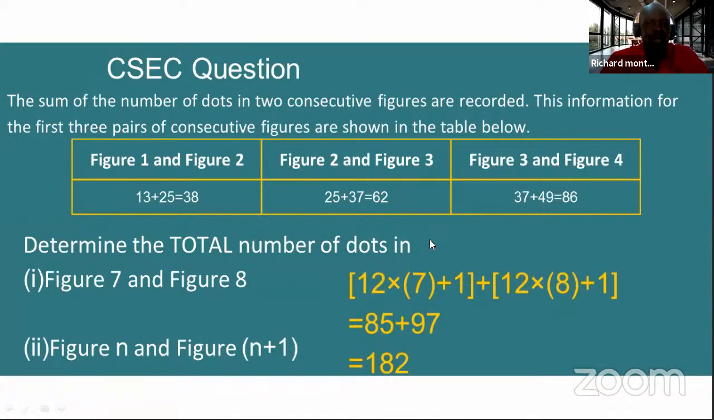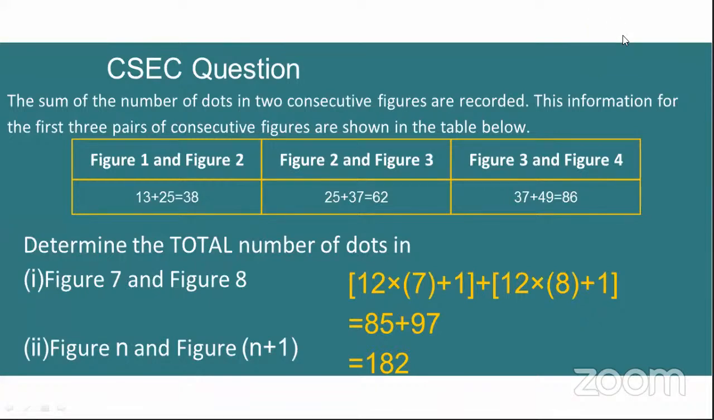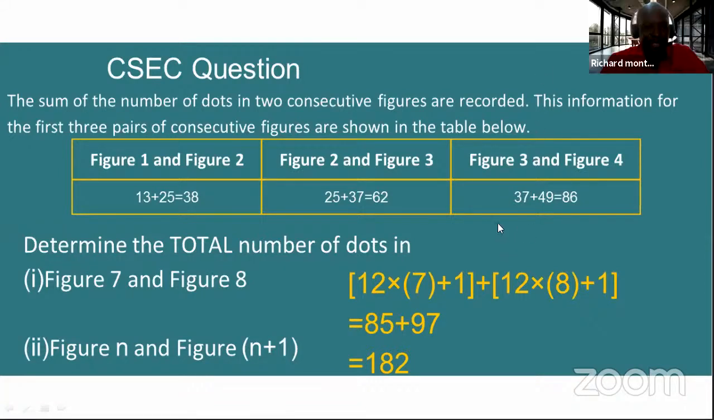All right, so we recognize that there's a rule that is going on. If we want figure 7, we would say 12 times 7 plus 1. And if we want figure 8, it would be 12 times 8 plus 1. When we add those together, we get what we want. Don't worry, I'm not going to let you go. Faith Williams worked it out beautifully for us in the chat. All right, great going. Are we ready for question 2?